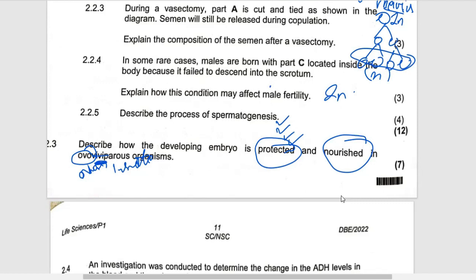Because it is viviparous, you need to talk about it being protected by the mother first, at least. Then number 2 is nourished. How is it nourished? The embryo receives nutrients from where? It receives nutrients from the egg yolk, not the mother. That's why you have this word ovo. And also it receives nutrients from the albumin. That is the outside part, that white part. When you eat the egg, that white part you eat is what is called the albumin. So basically, that's what you need to answer on that.